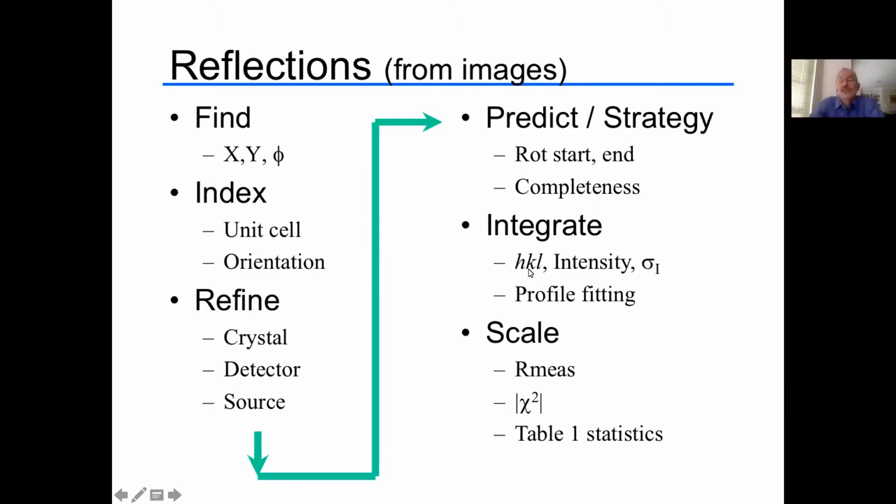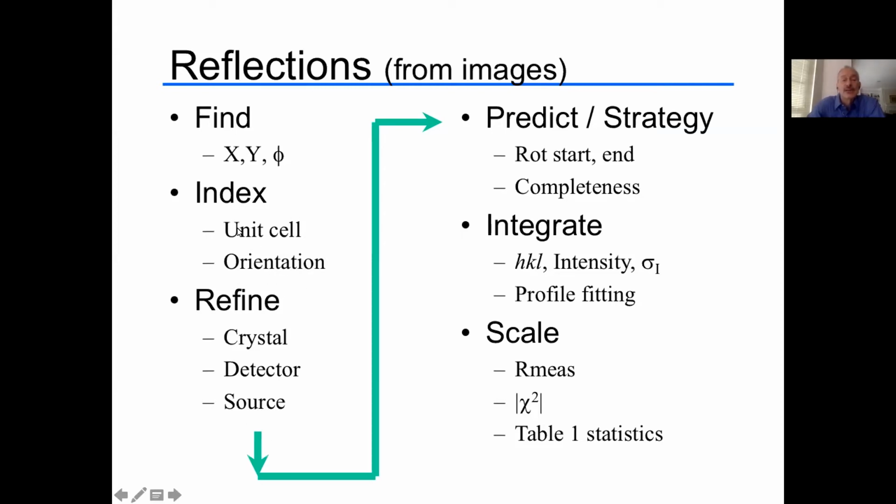So, reflections from images. All software programs, once you collect the images like Jean-Luc talked about, will search for spots, they'll find spots, they'll index. And these spots are X, Y on the detector, and the phi value is the rotation of the crystal. And from these, you can get the crystal unit cell and its orientation in space in a preliminary indexing step.